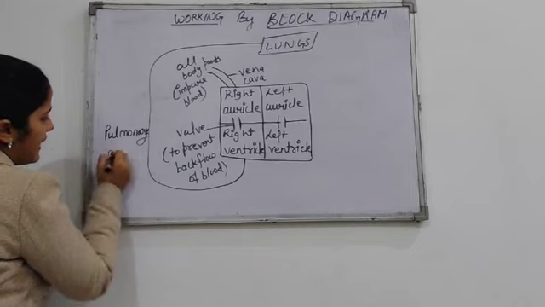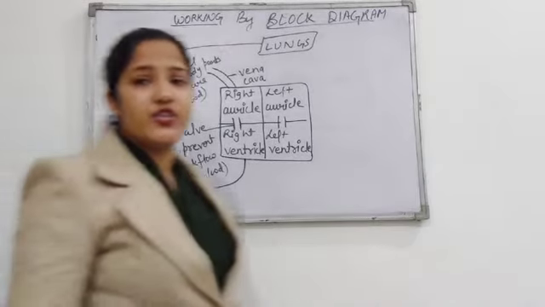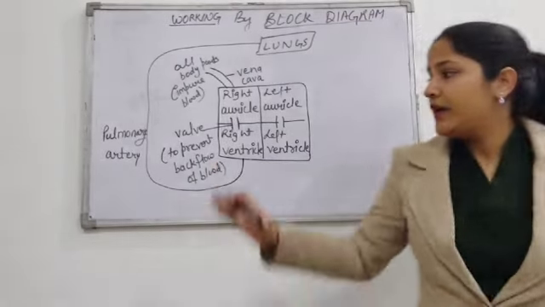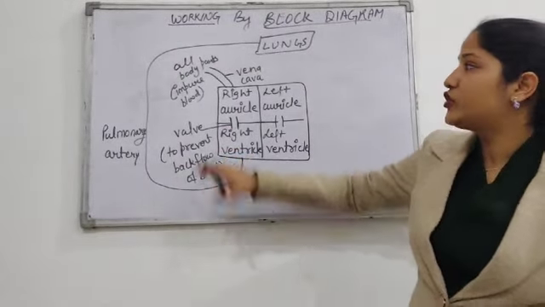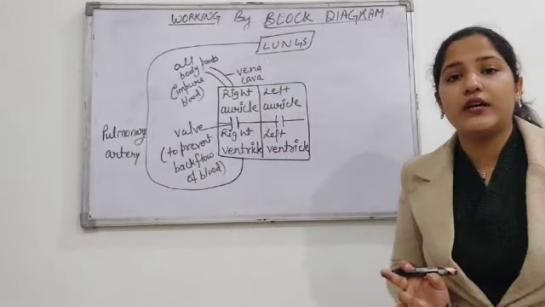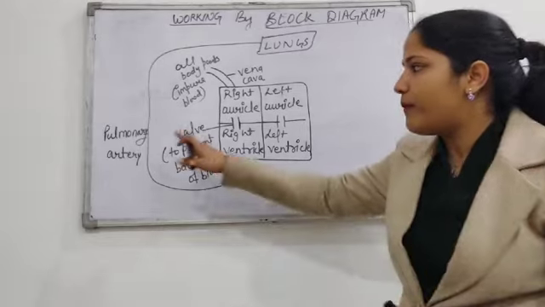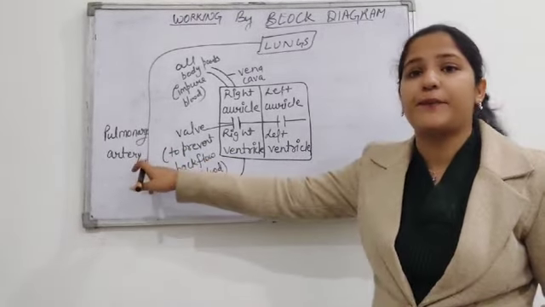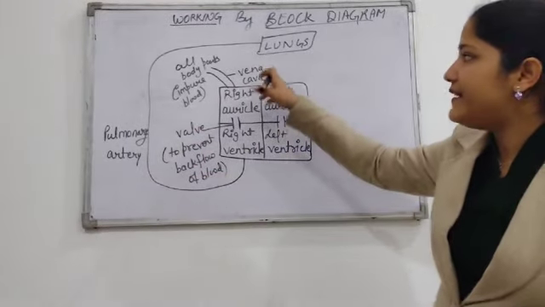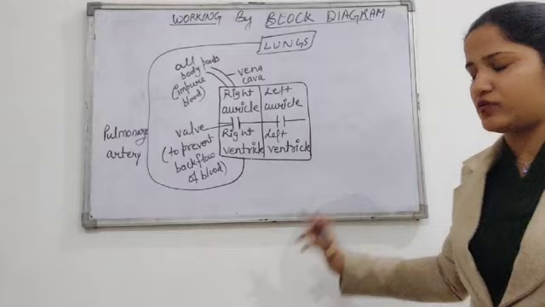Pulmonary artery. Pulmonary artery is an artery which is carrying impure blood from the right ventricle to the lungs. Why to the lungs? For purification. Now, mainly arteries always carry pure blood, but this is an exceptional artery. And mainly veins carry impure blood. Now we are going to have an exceptional vein also.